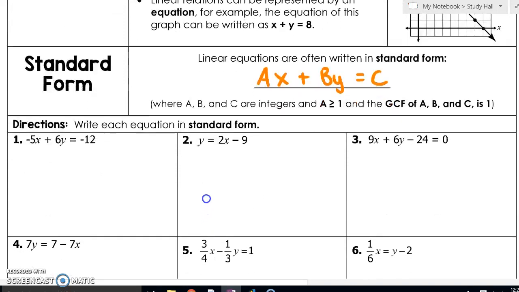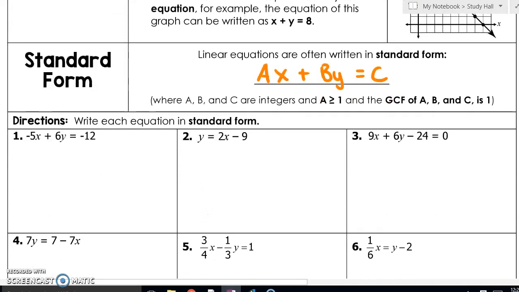So if we look at number 1, what we're looking for is for the first term to be positive because it says a is greater than 1. And the GCF of A, B, and C is 1. So for question number 1, we want the first term to be positive. We want x and y terms to be added to each other on the left side and the constant to be on the right side.